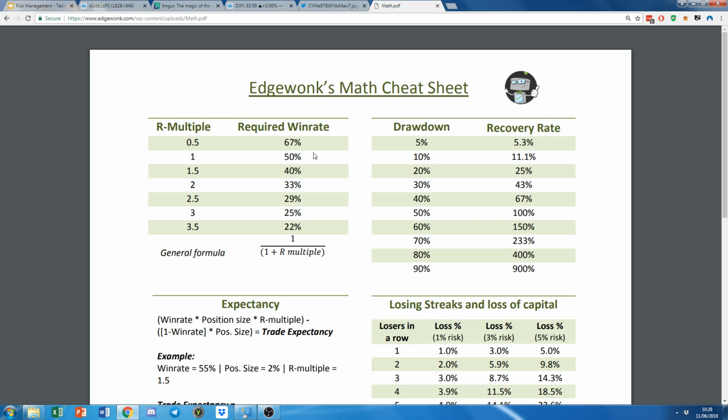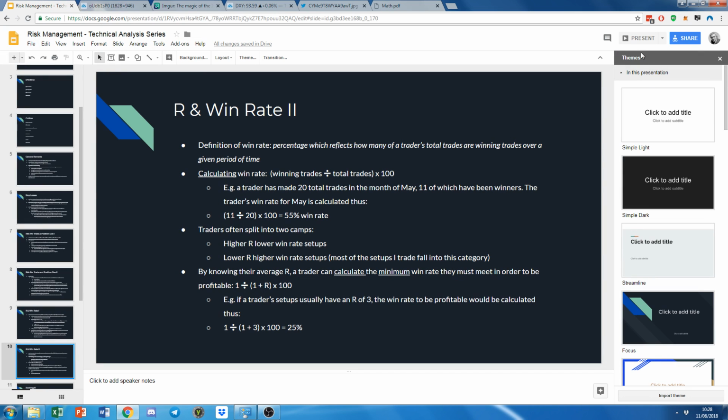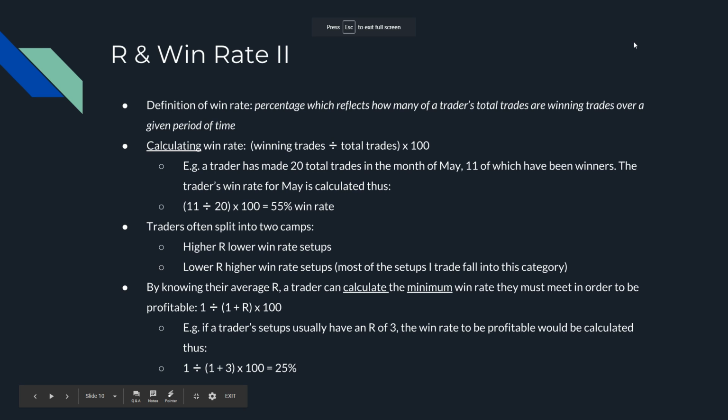But it should be logical to you that if your reward really outmatches your risk per trade, you only need to win some of the time, or less often, whereas if your reward isn't that much greater than the risk you're taking for the trade, you need to win more often in order to be profitable. I hope that's clear. And I'll leave the link to the sheet in the description of the video as well.